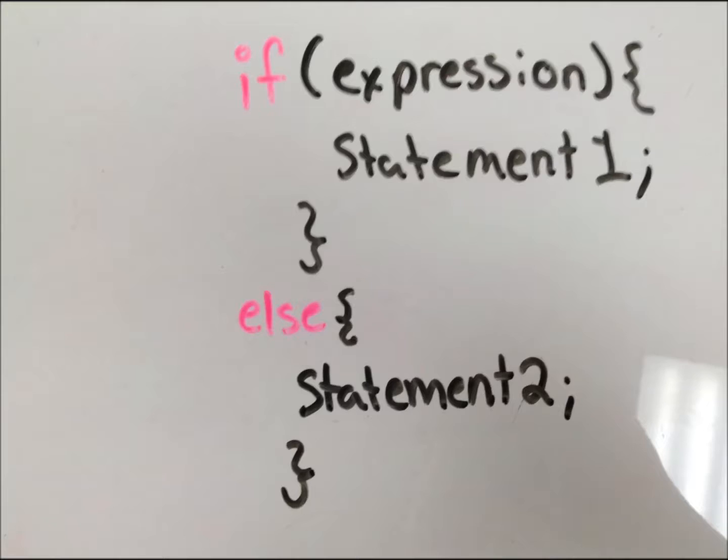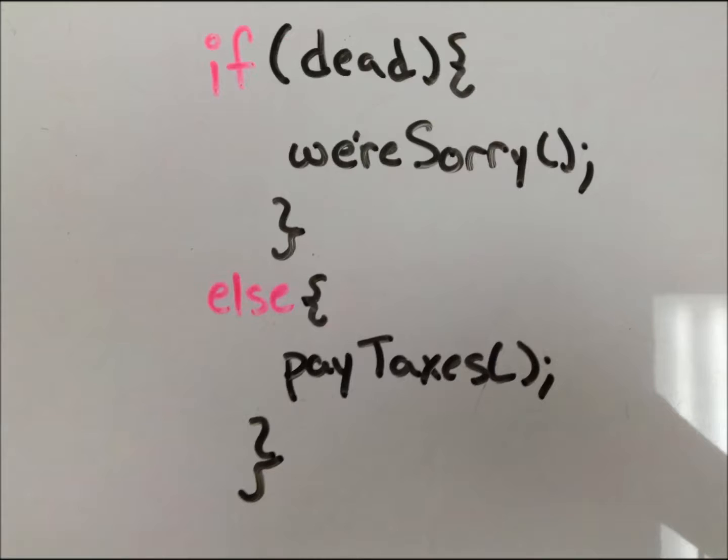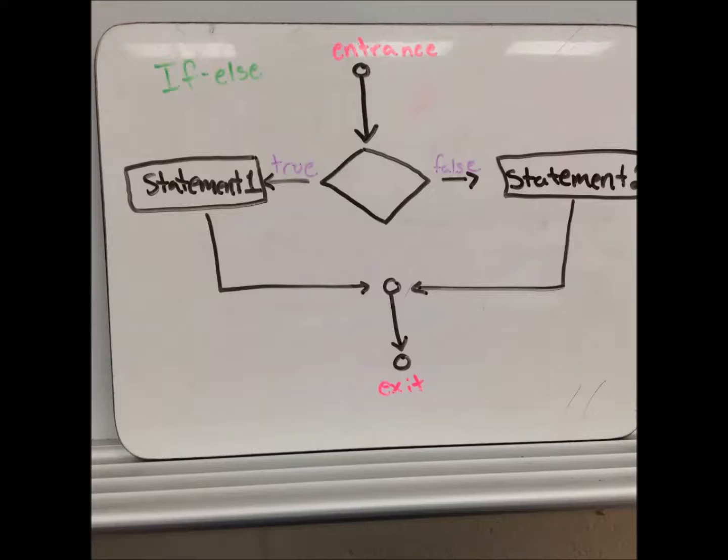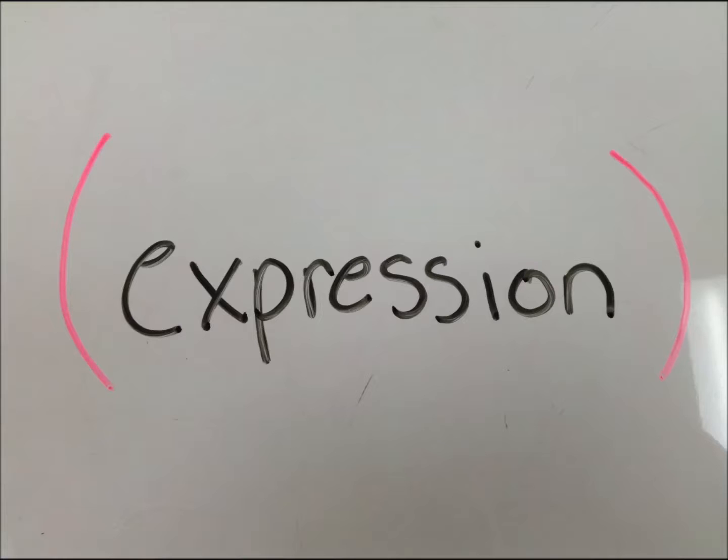The if-else statement looks like this: if (expression) statement 1, else statement 2. An example would be, if the expression "you are dead" is true, then "we're sorry" is executed. If the expression is false, then the "pay taxes" statement is run. And here's a nifty diagram of the if-else statement. Oh, and a quick side note, the expression being tested must always be placed in parentheses.